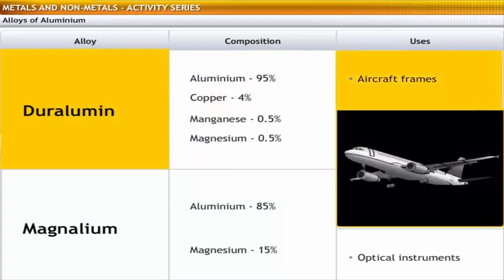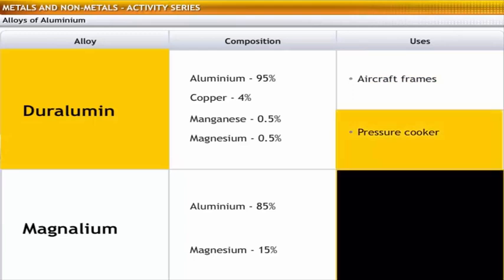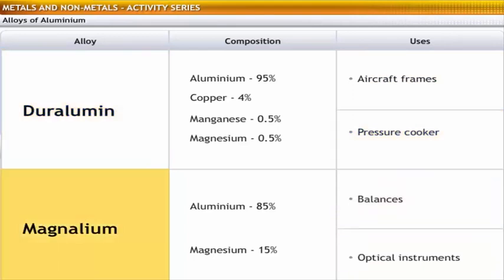Duralumin is widely used in the aircraft industry. This is because of its lightness and other desirable physical properties. It is also used in making pressure cookers to withstand high temperatures. Magnalium is an alloy of aluminium and magnesium. Although weak and soft in its elemental state, magnesium combines with aluminium to produce some alloys that are useful in engineering materials.